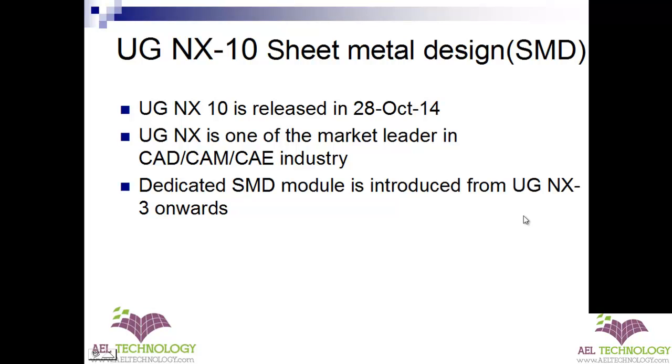UG NX is one of the market leaders in CAD, CAM and CAE, and the latest version of UG NX, that is UG NX Extend, was released in October 28, 2014. And earlier versions of UG NX did not have a dedicated sheet metal module. It was introduced in UG NX 3 onwards because they knew that a separate module would help design engineers.